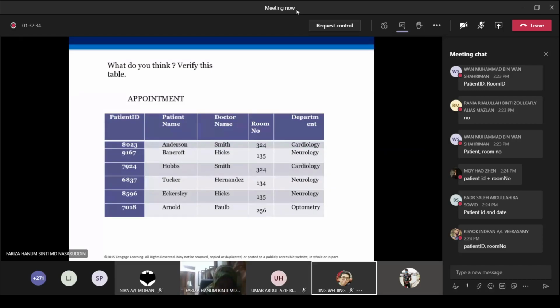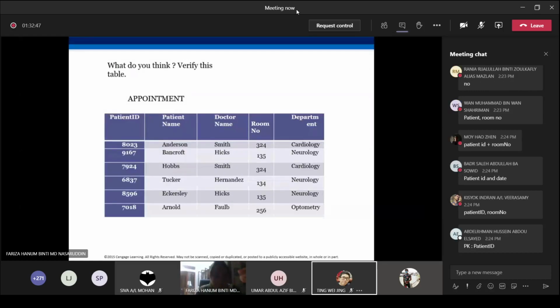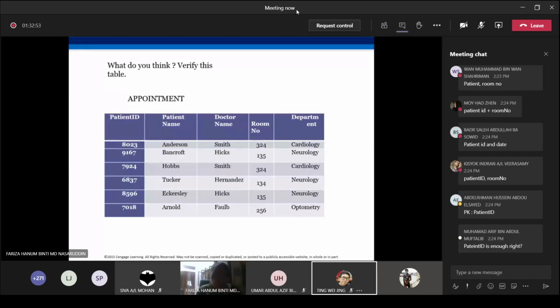So in this particular example, I am assuming that we are not bothered about the dates. So maybe this is possibly just for one day, because if you have an appointment for a different date, then you may have a column that says date. But in this case, it doesn't. So I'm assuming that this table is only for appointments for today.